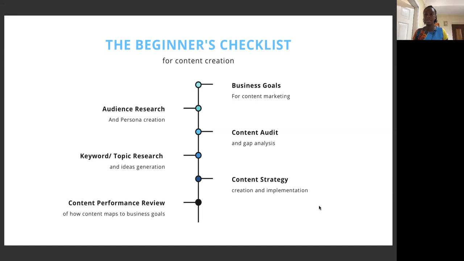your content creation efforts. So you have to get your business goals, know your audience, create personas for them, do a content audit and find the gaps that you can fill. Go ahead to create topics and find out what topics your audience are looking for. Compile all of this into a strategy that you implement, and then you measure the efforts of your implementation.